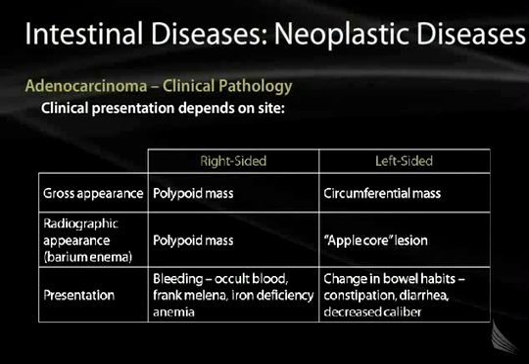Again, this is a slide showing the differences between right-sided and left-sided lesions. Usually, right-sided lesions present with occult blood loss and occasionally iron deficiency anemia. Left-sided lesions, that is lesions closer to the rectum, show change in bowel habits, typically because these are obstructing tumors. They grow large and obstruct, resulting in pencil-thin stools or decreased caliber in stools.